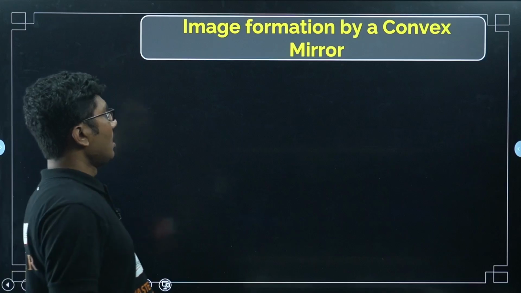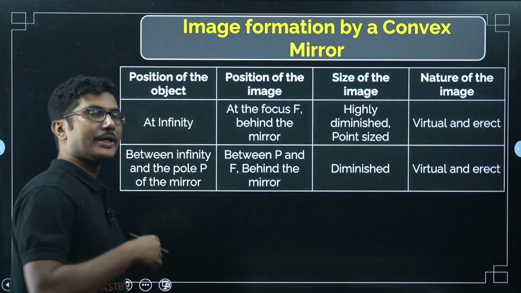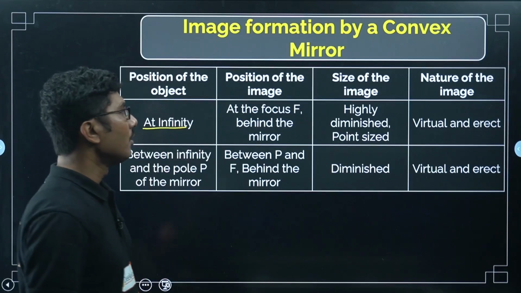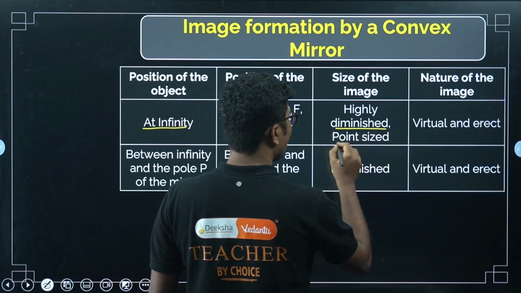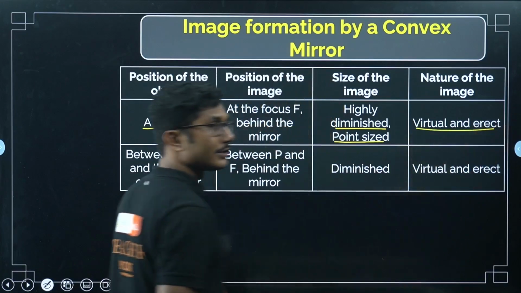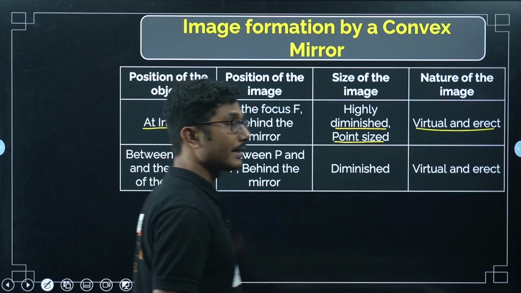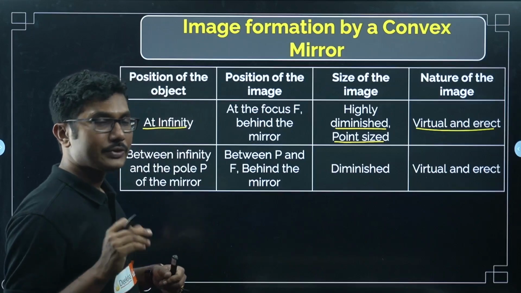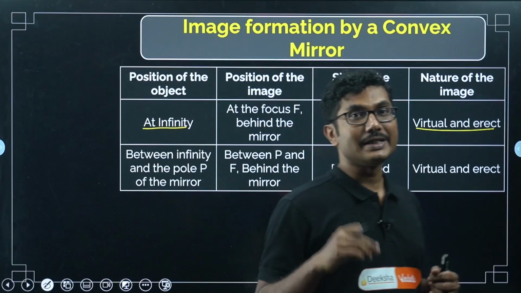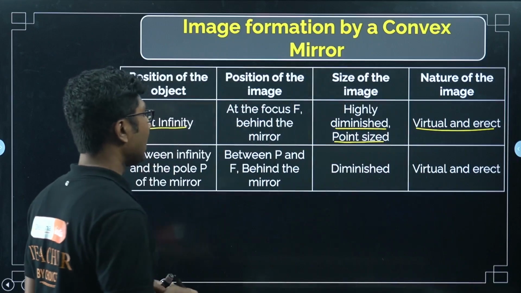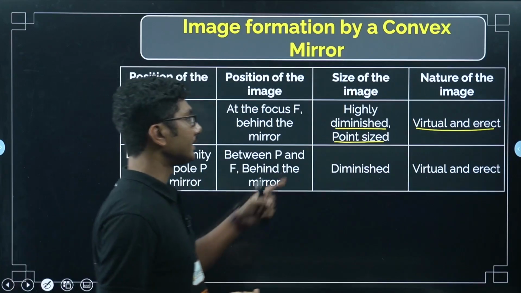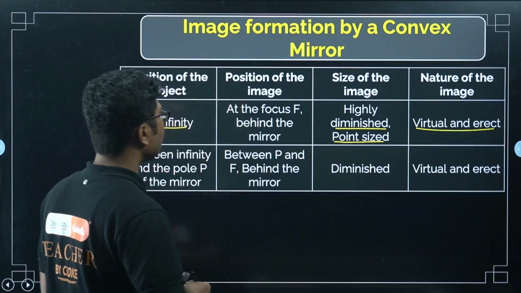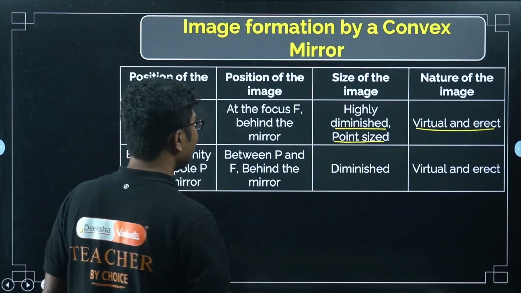Now this is a basic table for your objective questions, your MCQs. This table may be handy, especially when the object is at infinity, okay. The image is highly diminished, point sized, but most importantly it is virtual and erect, okay. Now you might say, sir, how do I know it is actually erect or not? Correct question, but if you somehow magnify that obtained image, then you will see this is an erect image, okay. So there are some ways that you can magnify it after it is formed, even if it is highly diminished and point sized.